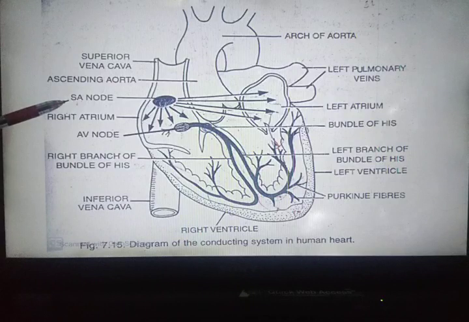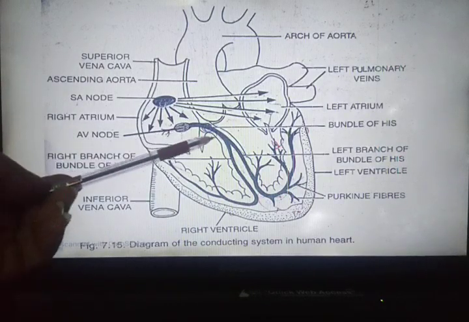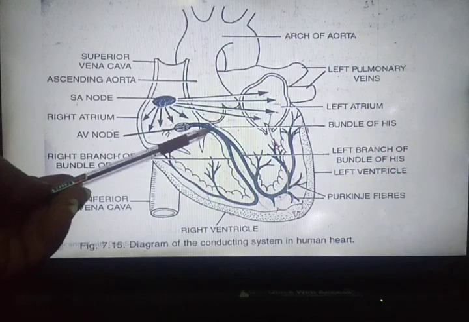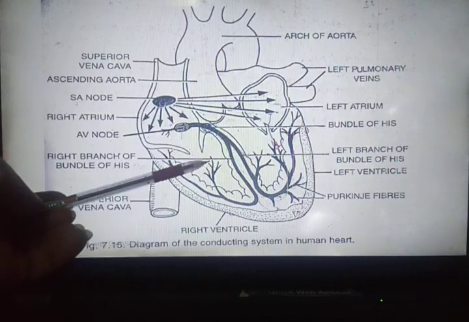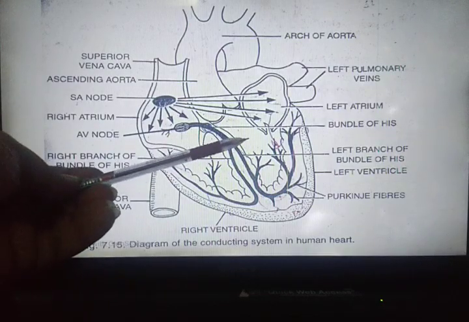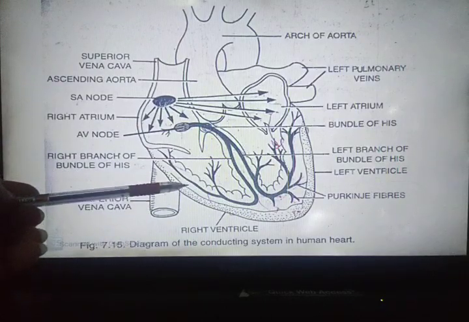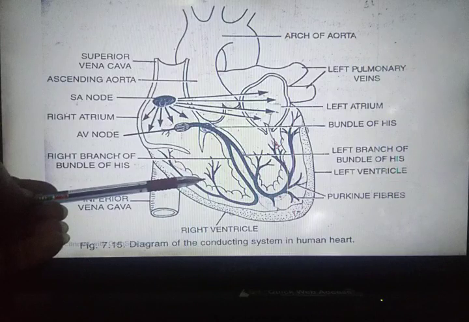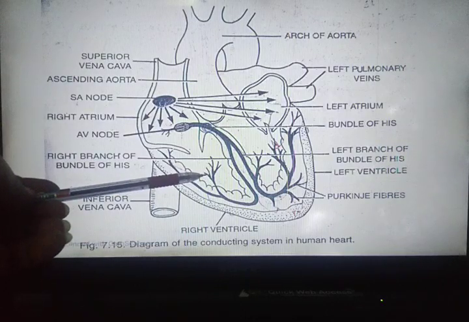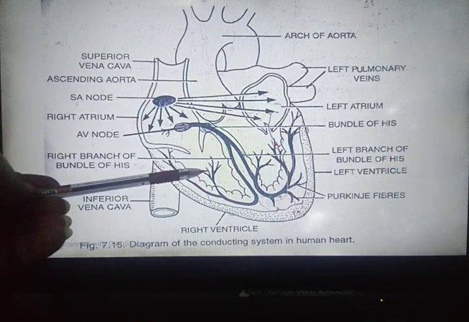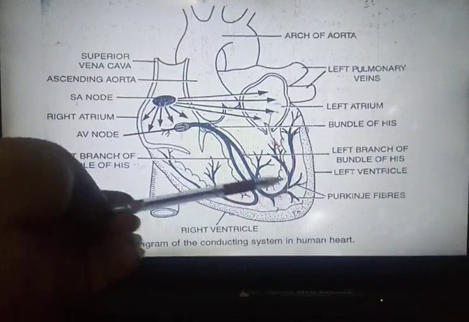Number 1, SA node. Number 2, AV node. From AV node, bundle of His. Then from bundle of His, left and right branch of bundle of His, and they enter into their respective ventricle and form Purkinje's fiber. Fine thread-like structure or minute fibers known as Purkinje's fiber.